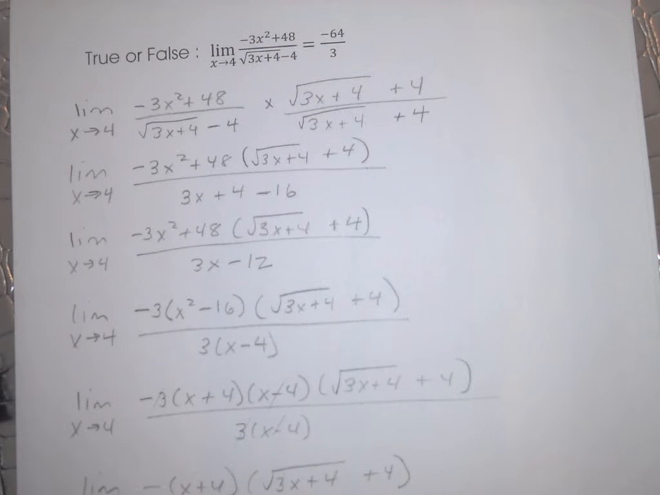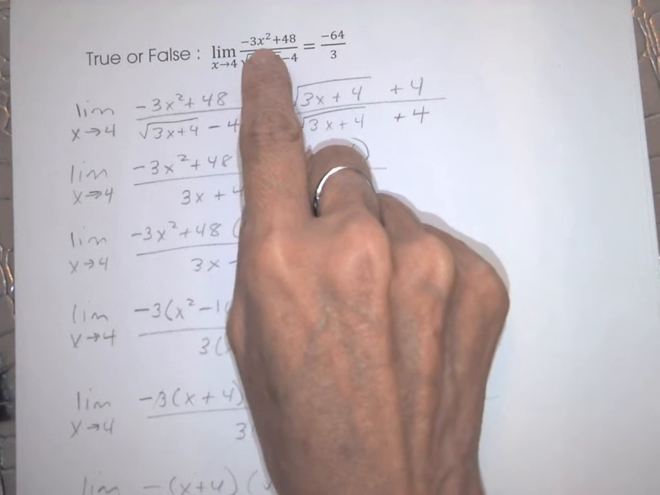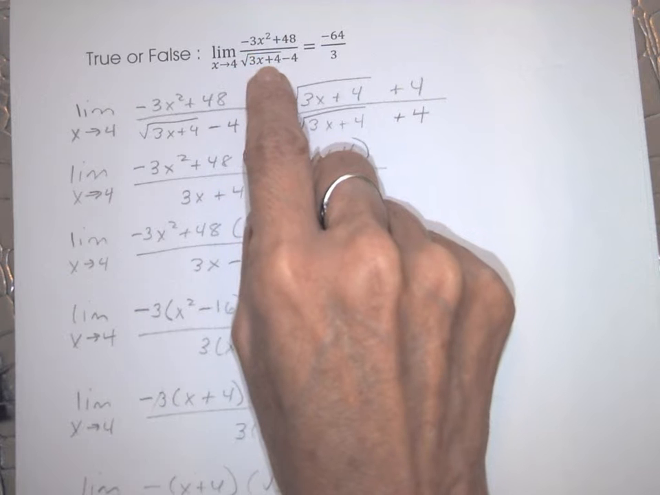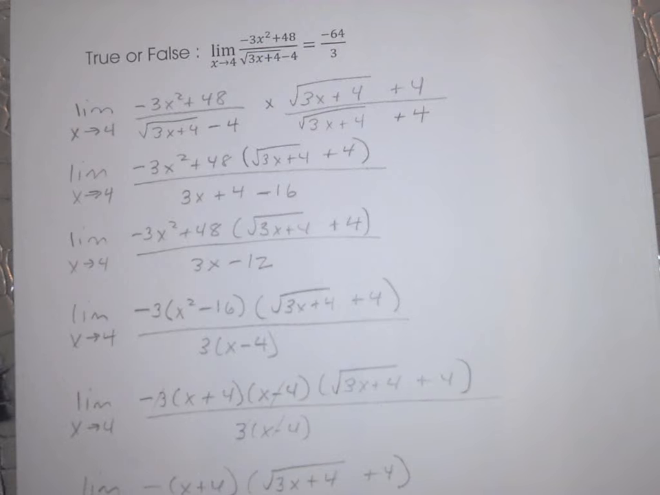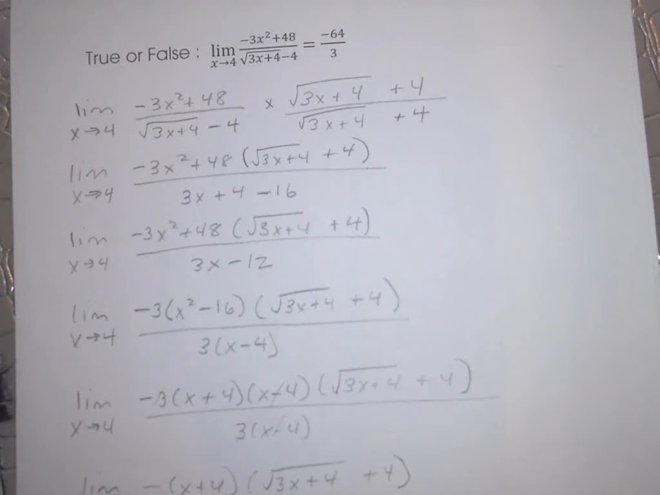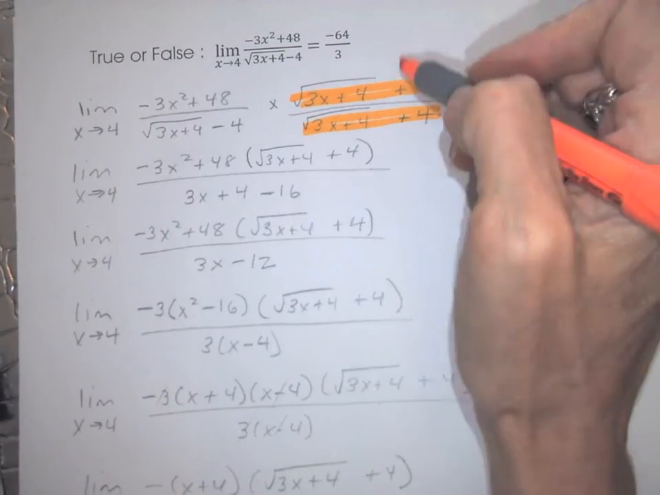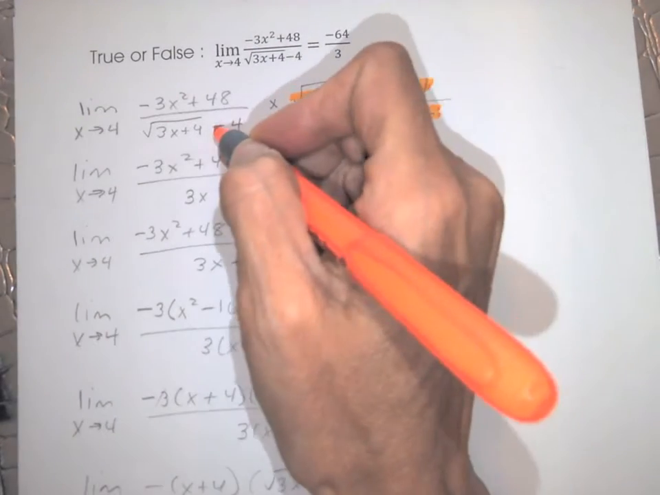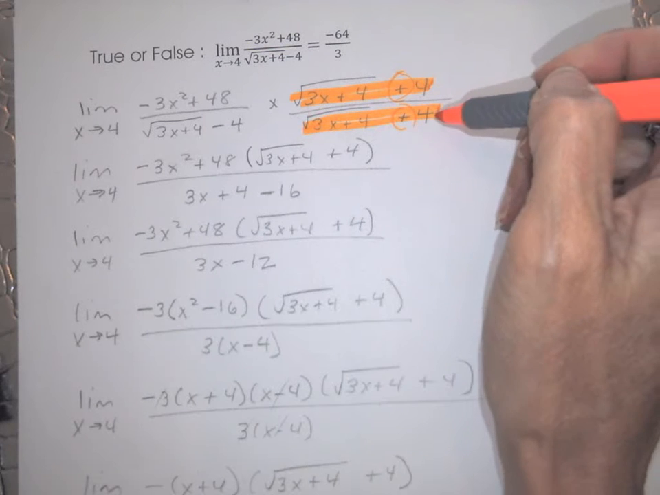Okay, this question asked me to prove whether the limit as x approaches 4 of negative 3x squared plus 48 over the square root of 3x plus 4 minus 4 is equal to negative 64 over 3. So I know that because the bottom has a square root sign, I have to multiply the top and bottom by the radical with the opposite sign in the middle. So instead of it being a minus, there's a plus. And whatever I do to the bottom, I have to do to the top.